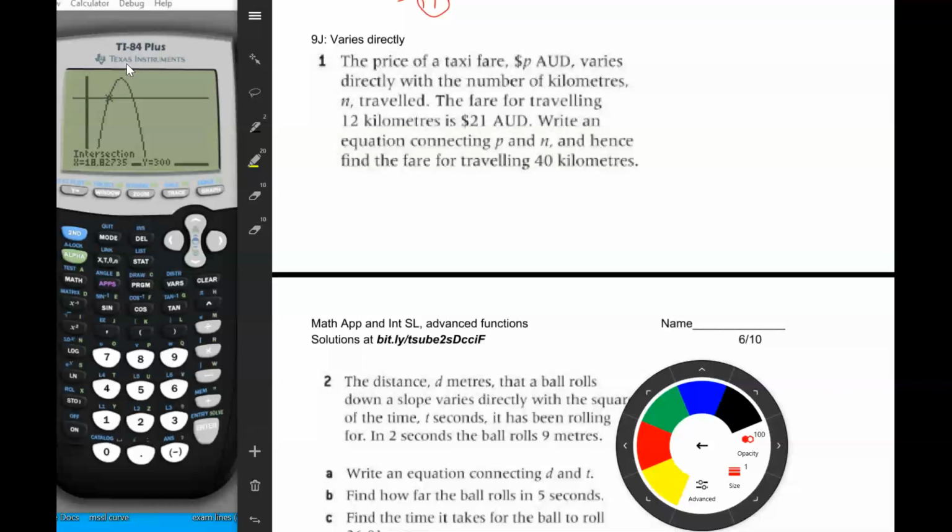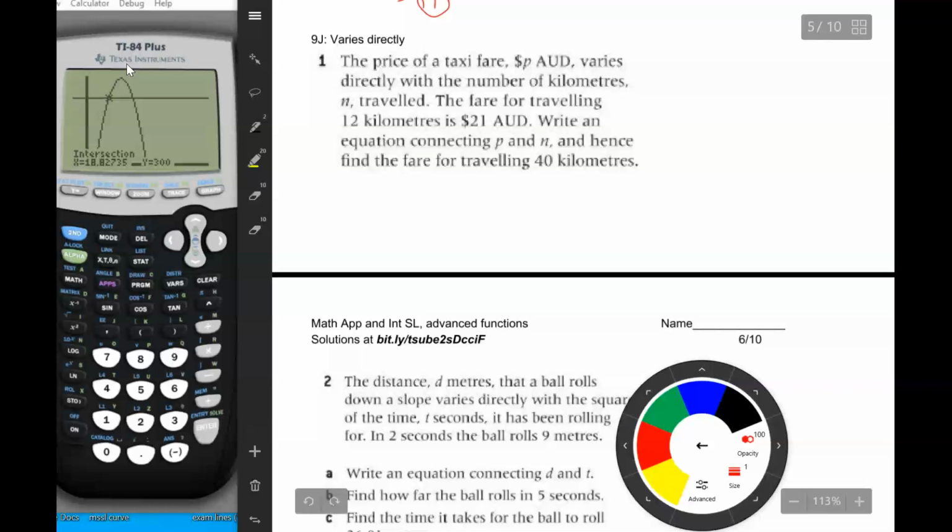9J. This is a new topic where they'll use the phrase varies directly or varies inversely, and basically what that means is if they say varies directly, that means as the independent variable goes up, the dependent variable also goes up proportionally. Okay, so I'll show you how to do that with this first problem.